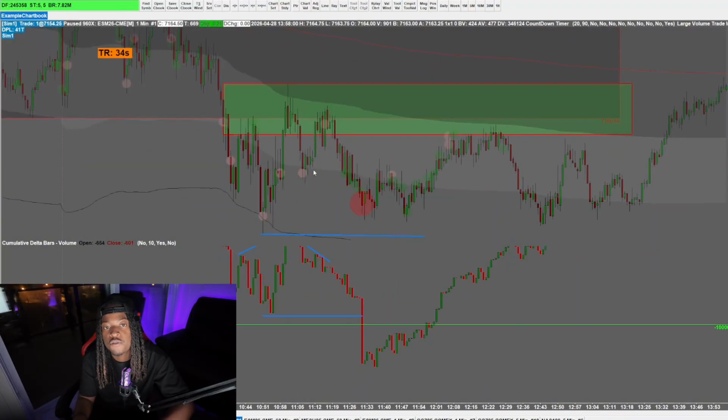So let's do a recap of the strategy. You first need to find direction. You need to know who's in control of the market, buyers or sellers. So if price is above overnight value, you want CVD to also be positive. If price is below overnight value area, you want CVD to be negative. So step 2 is to find our zone.